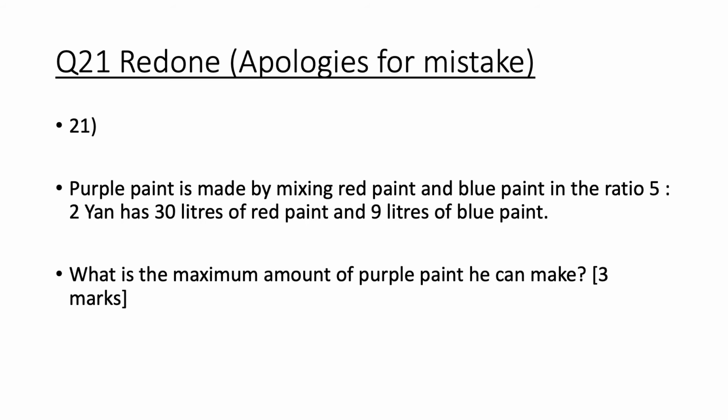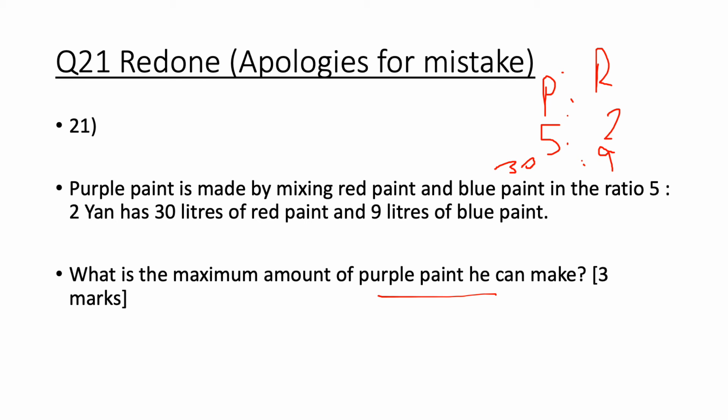Right, guys. Okay, so question 21 actually, and then 24b. So the last few questions. Purple paint is made by mixing red paint and blue paint in the ratio of 5:2. So red to blue is 5:2 actually. Jan has 30 liters of red paint and 9 liters of blue paint.